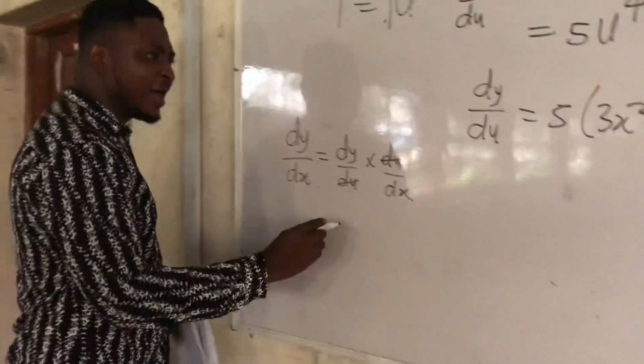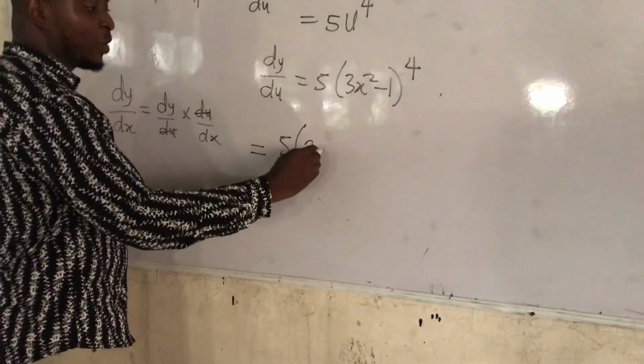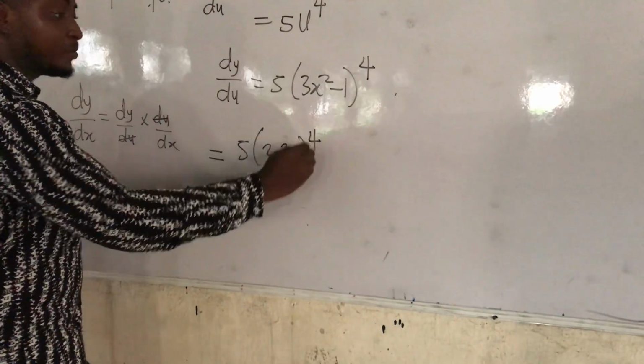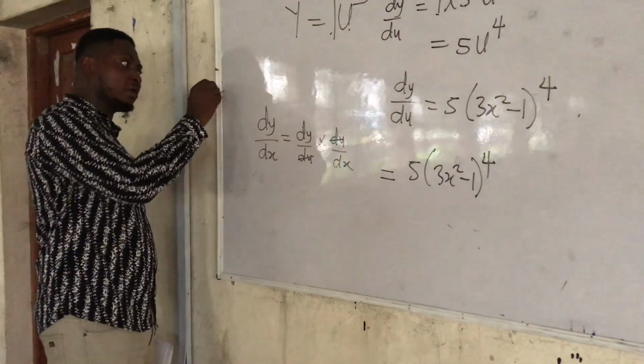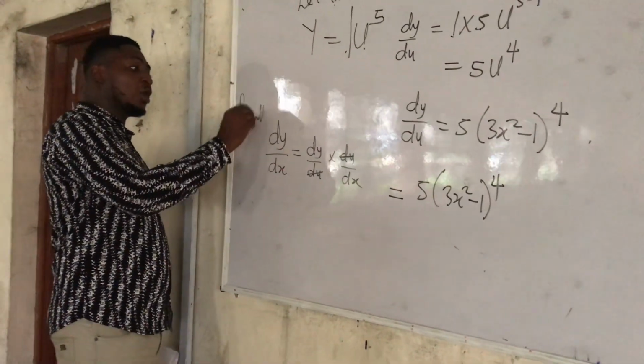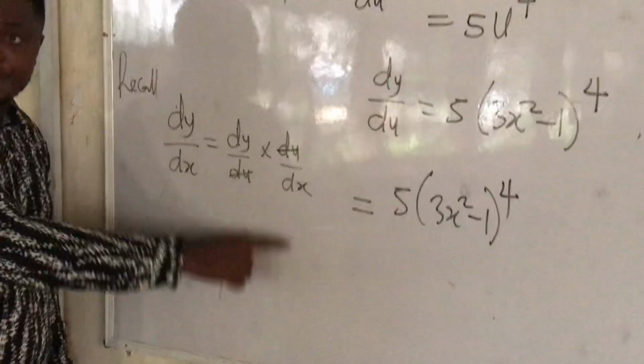So class, let's now go and get dy dx. Who is dy du? 5 into bracket 3x squared minus 1 raised to power 4. So class, when you are showing your working, show the lecturer that dy dx equals dy du times du dx.